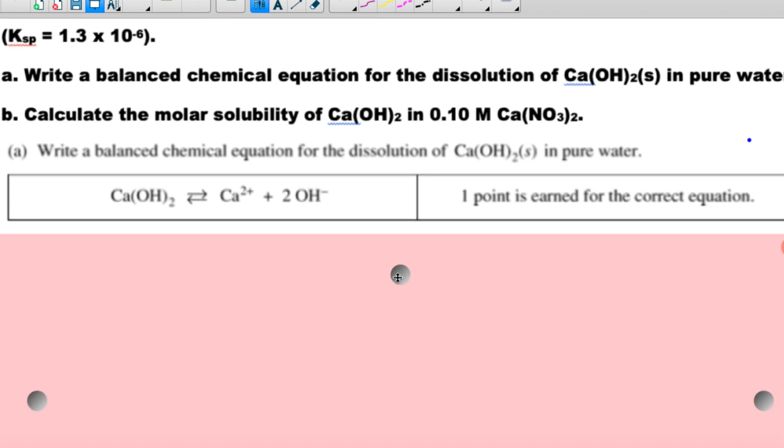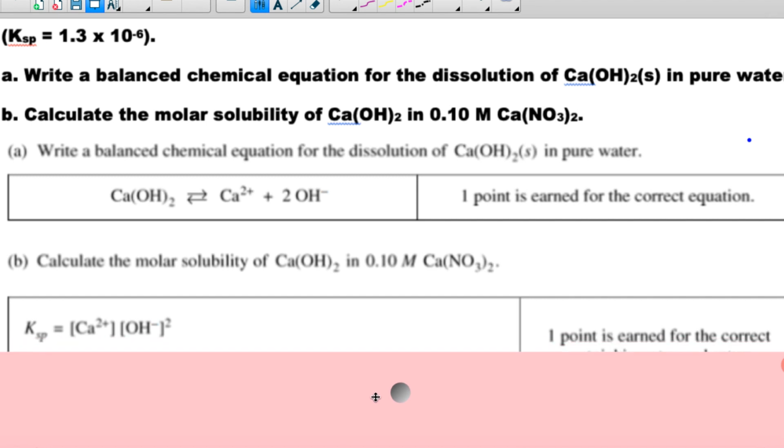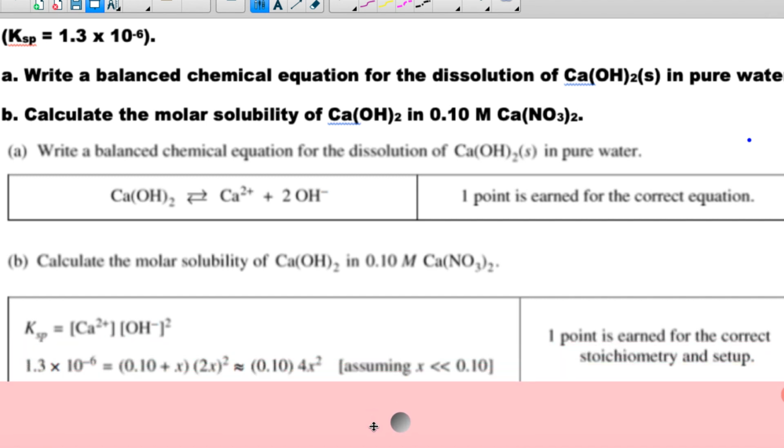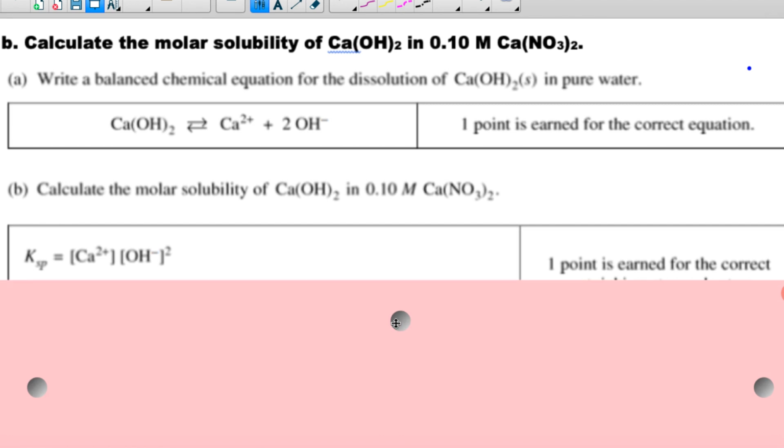Now, how do you calculate the molar solubility in 0.1 molar calcium nitrate? Well, when in doubt, ice it out, but you don't really need to even ice it out. Typically, we would say the Ksp is equal to the calcium ion times the hydroxide ion squared. Normally, the calcium would start at 0 and the hydroxide would start at 0. But this time, that's not true.